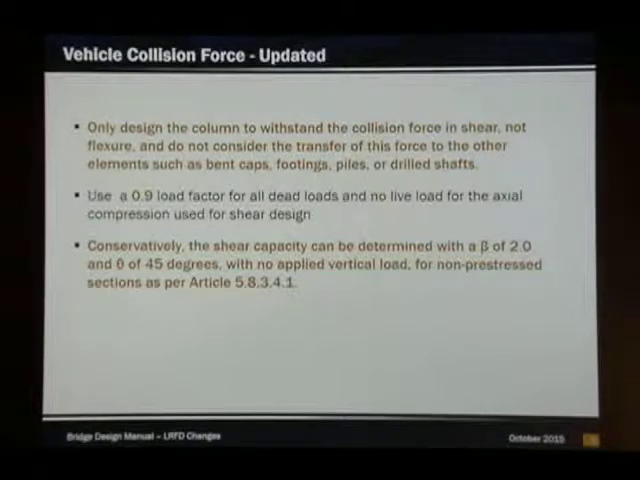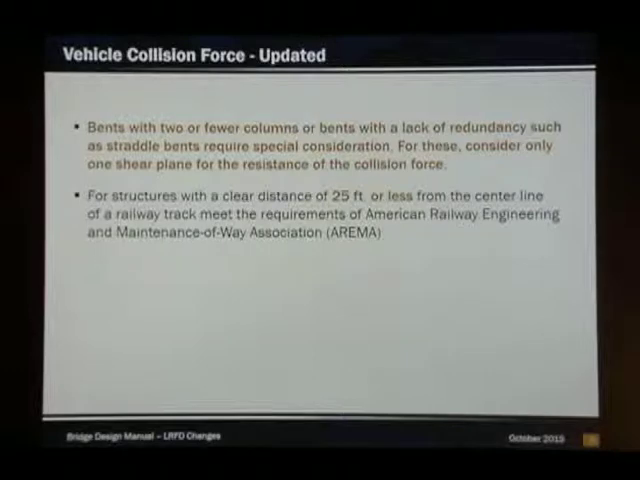Conservatively, the shear capacity can be determined with a beta of 2.0 and a theta of 45 degrees with no applied vertical load for non-pre-stressed sections as per Article 5.8.3.4.1. Bents with two or fewer columns or bents with a lack of redundancy, such as straddle bents, require special considerations. For these, consider only one shear plane for the resistance of the collision force. And then last of all, for structures with a clear distance of 25 feet or less from the center line of a railroad track, meet the requirements of AREMA.